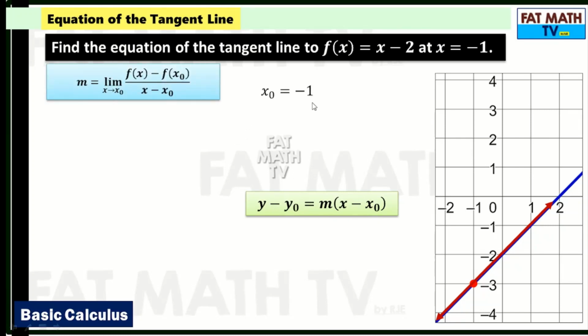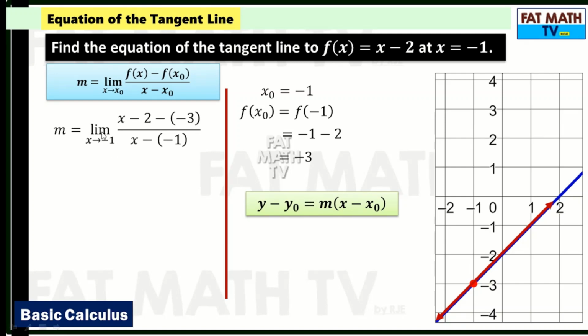So let's solve for y null. So x null is -1. So f of x null is -1 minus 2. Just replace x here with -1. So -1 minus 2 is -3. So this is our y null.